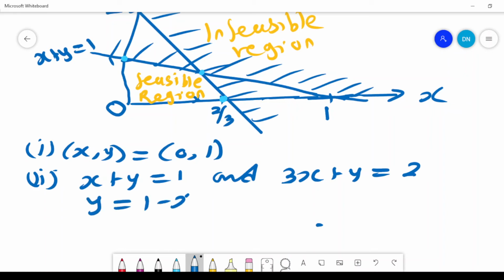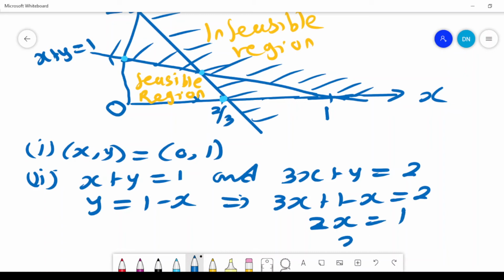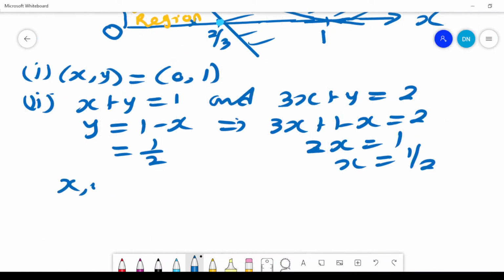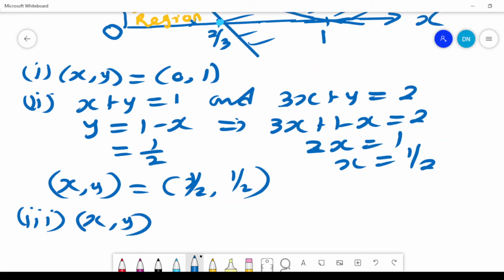y is equal to 1 minus x, which tells us that 3x plus 1 minus x is equal to 2, and 2x is equal to 1, so x is equal to a half. If x is equal to a half, then y is equal to a half. So for the second set of points, x and y are both equal to a half. For the third, x and y will be 2 over 3 and 0. Therefore, we have our three sets of points.